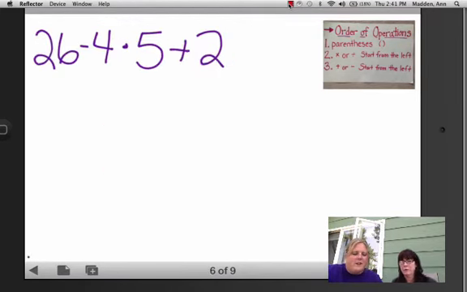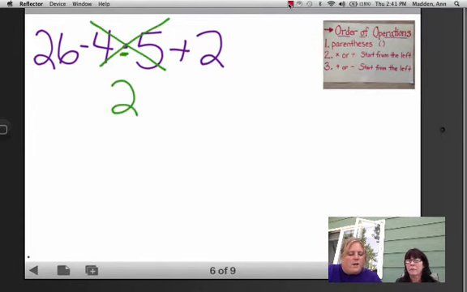All right, let's take a look at another one. I have 26 minus 4 times 5 plus 2. Don't forget that this little dot there, when it's hanging up in the air, is a multiplication sign. So the first thing I'm going to do is look for parentheses. There are no parentheses. The second thing I'm going to do is multiplication or division. Remember, this sign does mean multiplication, so 4 times 5 is 20.